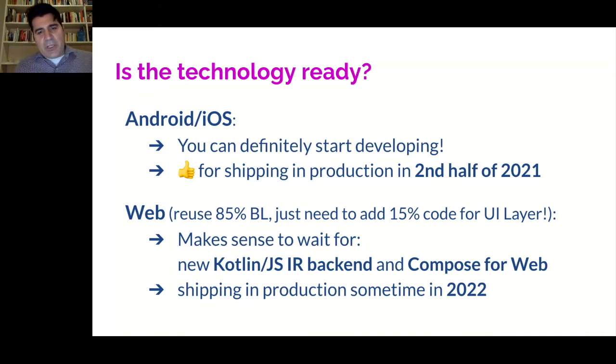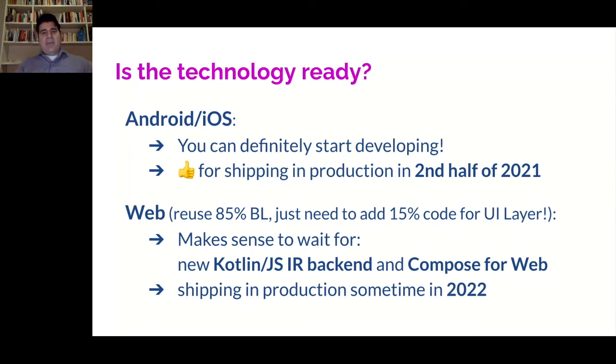On the web, it's just a matter of adding an extra 15%. It would make sense to wait for the new Kotlin.js IR backend and Compose for Web. I think it does make sense to wait for Compose for Web, and this is not going to be available until next year. But you can already start developing your business logic and 85% of your UI for Android and iOS, and what you need to add for web is just an extra 15%. So it's not a blocker either. You can definitely start with mobile, and then hopefully next year we can also apply to web.